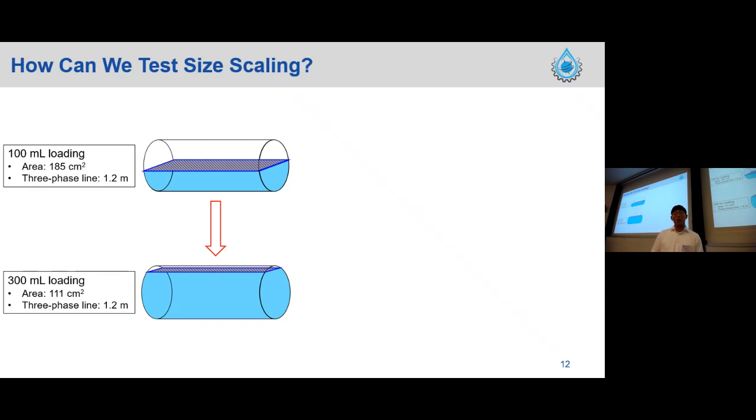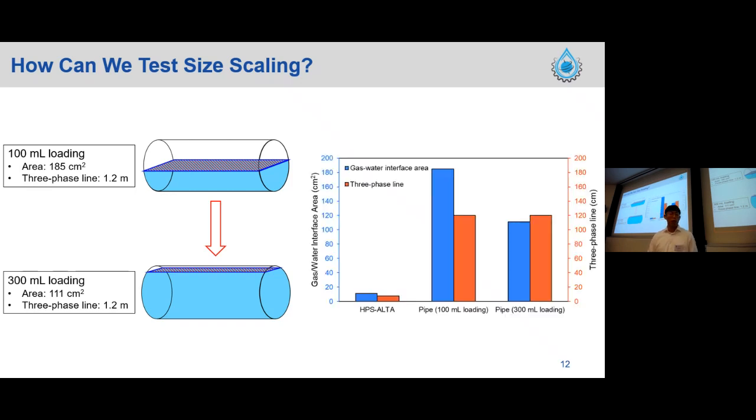So together with the HPS delta system, with these two liquid loadings, we have this plot. We have 3 cases with different system sizes. The HPS delta has a very small gas-water interface area as well as a small three-phase contact line. And then from the 2 liquid loadings in pipe delta, we changed the gas-water interface area, but the three-phase contact line almost remains the same. So now the question is, which one is the better system size for scaling?